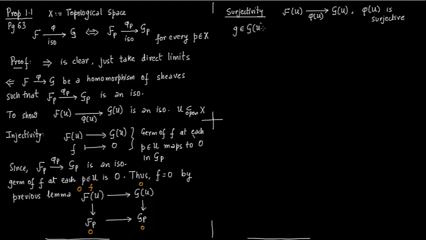So you pick an arbitrary element g in G of U, and our goal is to find the corresponding f. We obviously have no option but to go via stalks, because we know we have an isomorphism at the level of stalks. So take it to its germ g_p in the stalk G of p. This is the germ at p. Naturally now we have to go back to F of p via the isomorphism phi of p. So let us write down this isomorphism, F of p to G of p via the map phi of p.